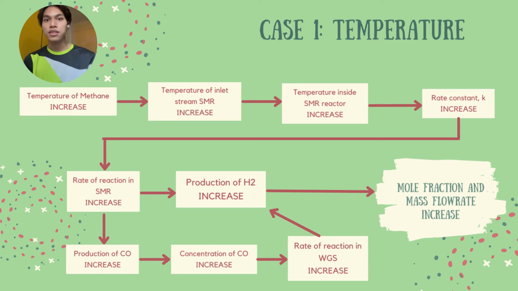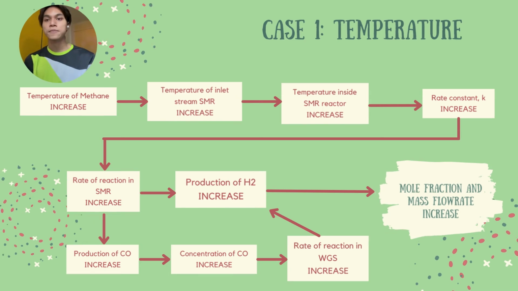The increase in rate of reaction in SMR also increases the production of carbon monoxide. Since carbon monoxide is a base component for the reaction inside the WGS reactor, the increase in production of carbon monoxide causes the concentration of carbon monoxide supplied to the reactor to increase. According to the rate law, concentration is directly proportional to rate of reaction. Thus, the rate of reaction inside the WGS reactor increases, which leads to more production of hydrogen.